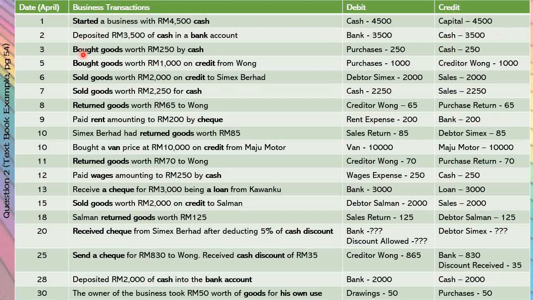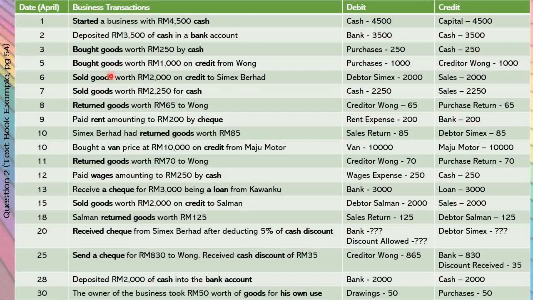Okay, April 3rd, bought goods worth 250 by cash. So the goods here refers to inventory. So bila kita beli inventory, kita jangan debit inventory. Kita debit purchases. Ya, perbelanjaan kita bertambah. Okay, so bila perbelanjaan kita bertambah, debit purchases, cash kita berkurang kan sebab kita bayar guna cash. So credit cash.